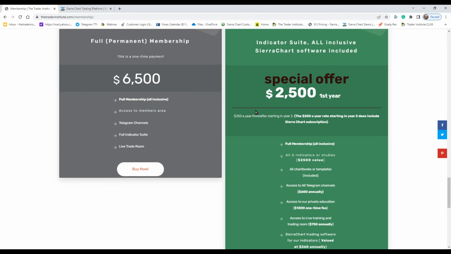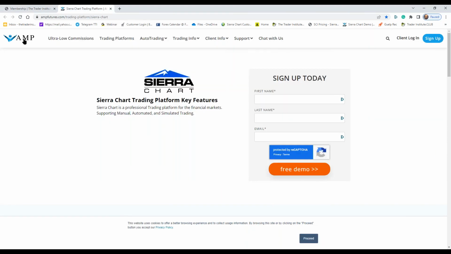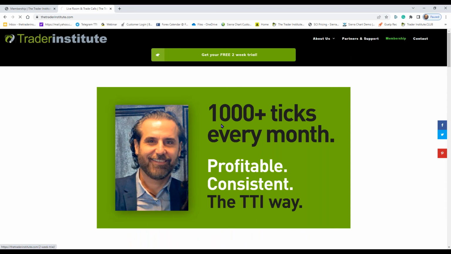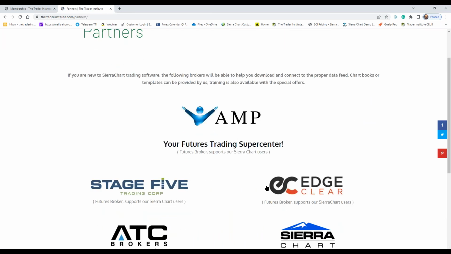It's easy to get. You can use, as I told you, Sierra Charts with AMP Futures. You can just go and get a demo, or you can go to our website and look for the partners, and you have 3. They will help you get Sierra Charts. See that?